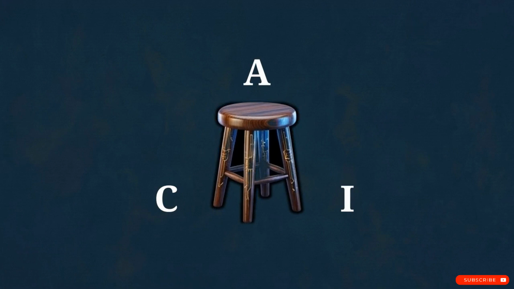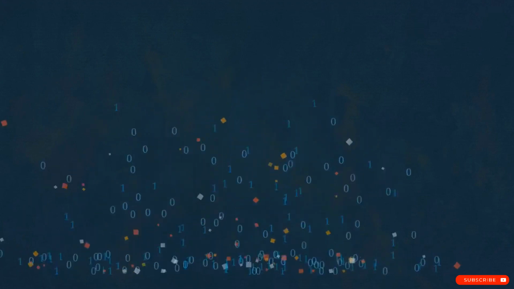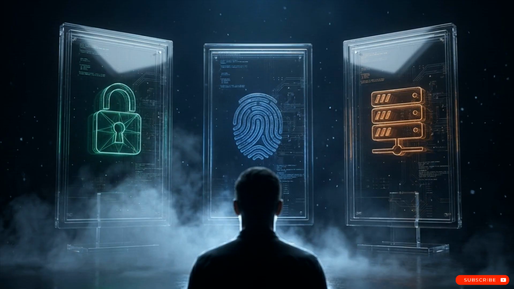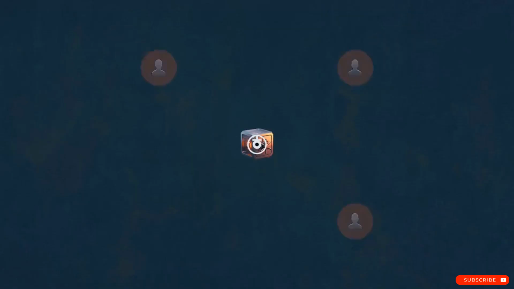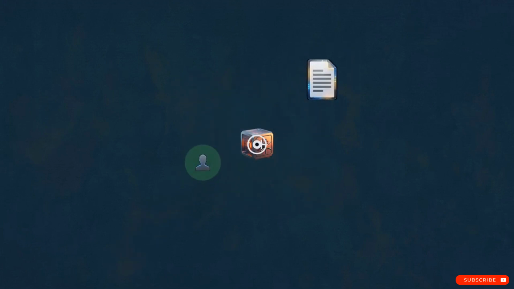But the system is fragile, like a 3-legged stool. If an attacker breaks even one leg, the entire structure fails. To defend a network, we first have to understand the specific role of each pillar. Confidentiality is the principle of keeping secrets isolated, ensuring that only authorized individuals can access specific data.